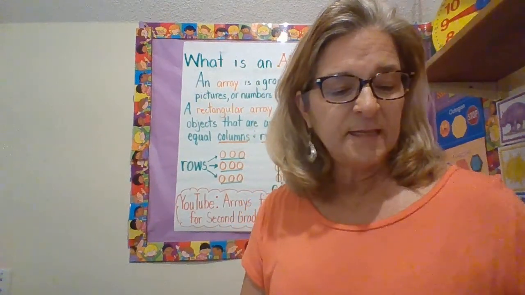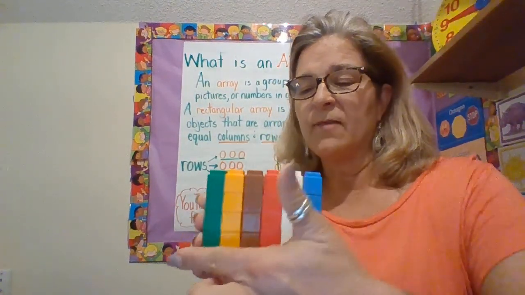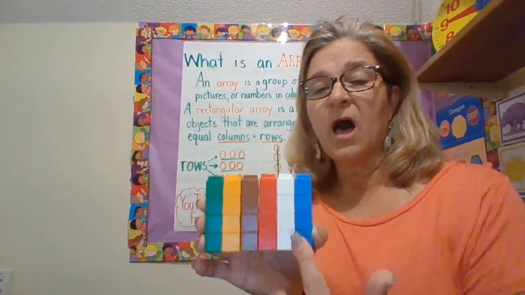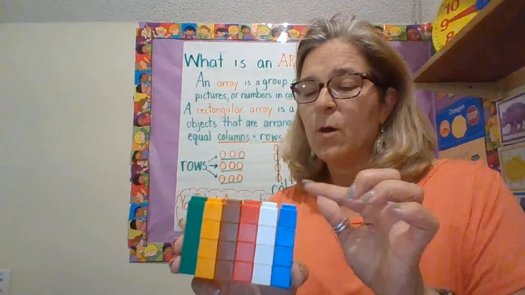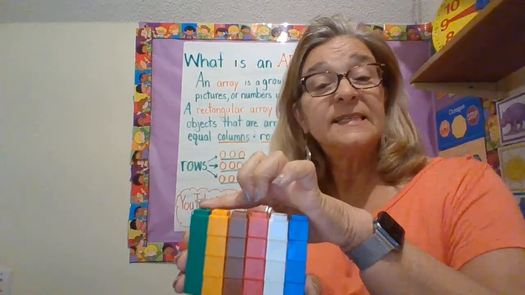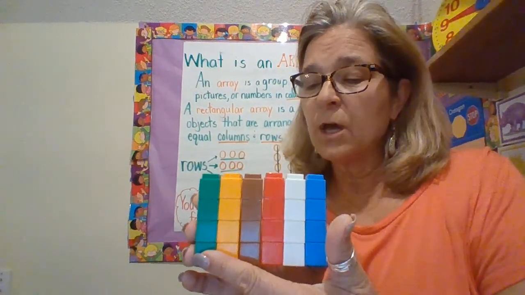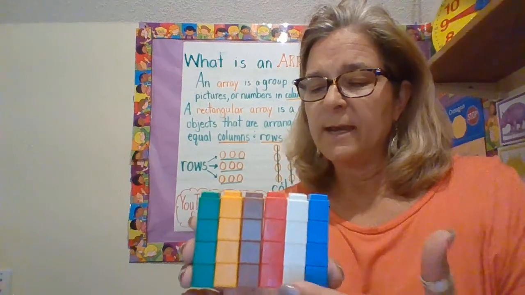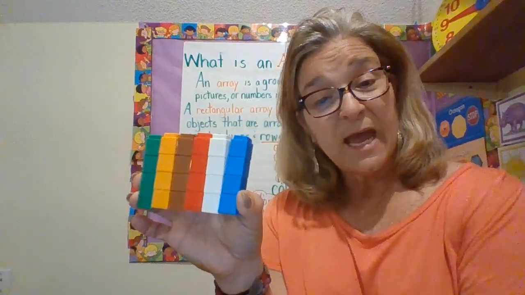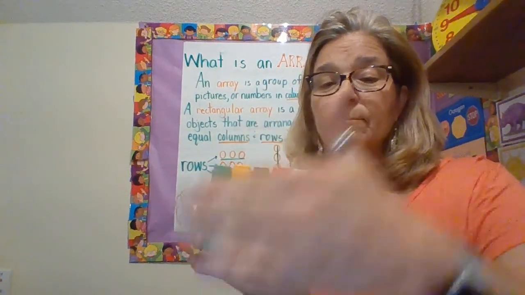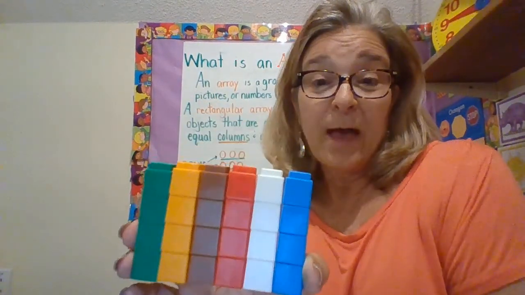I have some cubes here, and when I look at these cubes, I can look at the rows and the columns. Okay, so when we look at this array, we have 1, 2, 3, 4, 5, 6 columns. There are 6 columns. Imagine a house that had 6 columns in front of it. Now the rows go from one side to the other. So there's 1, 2, 3, 4. There are 4 rows. So if you have a shape that has 6 columns and 4 rows, if you count all of these Unifix cubes, you'll be able to tell how many Unifix cubes there are altogether.